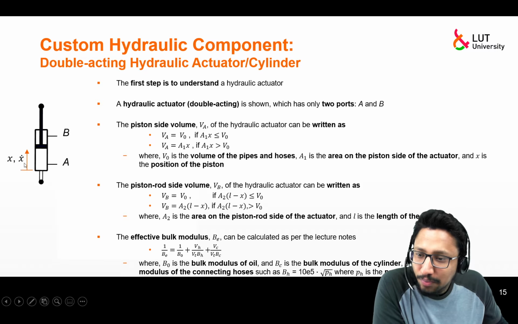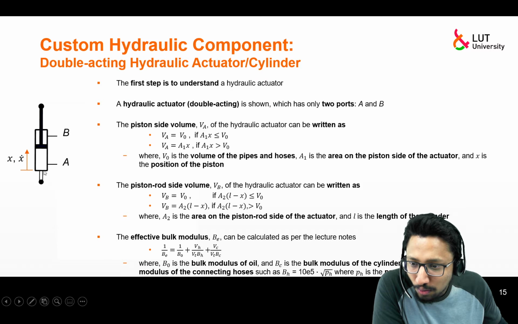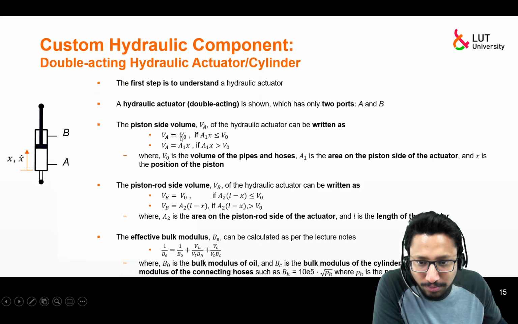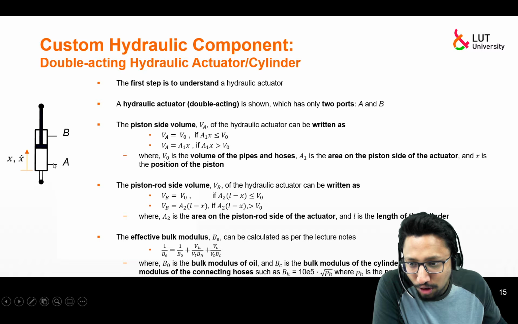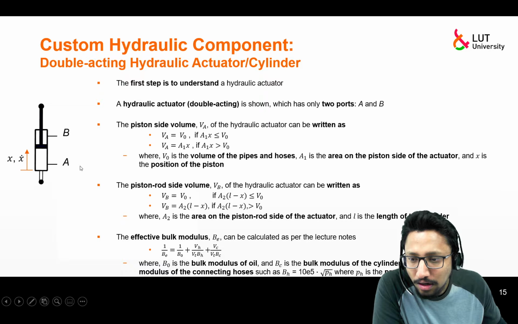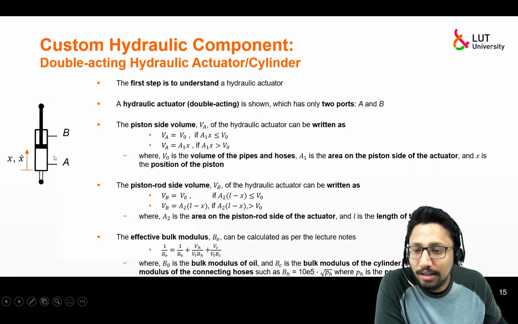Now just imagine when x is 0 and the piston is completely in the downward position. Then the volume in section 2 is mainly the volume of the connecting hoses, and that's what has been written in the equation here. The dead volume is basically the volume of the fluid inside the connecting hoses.